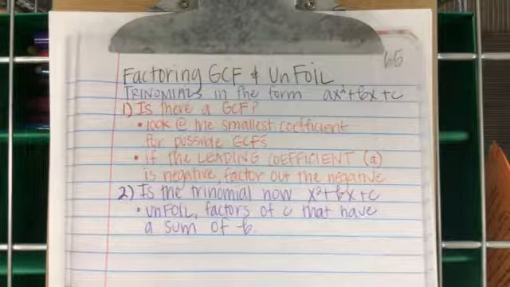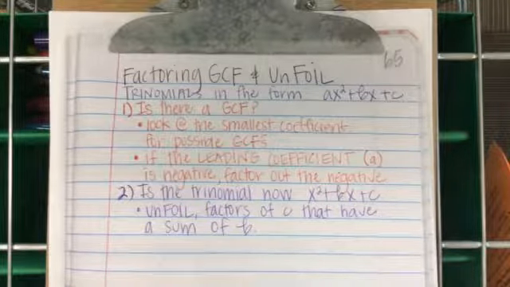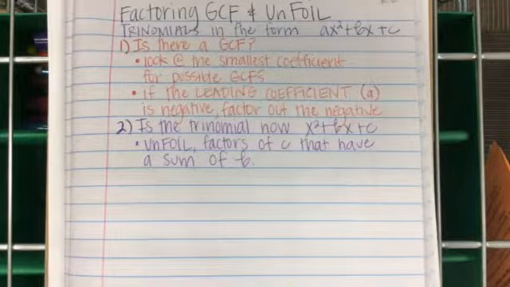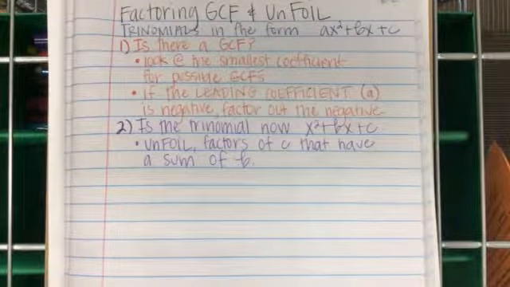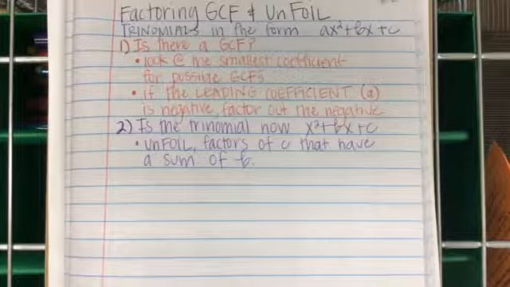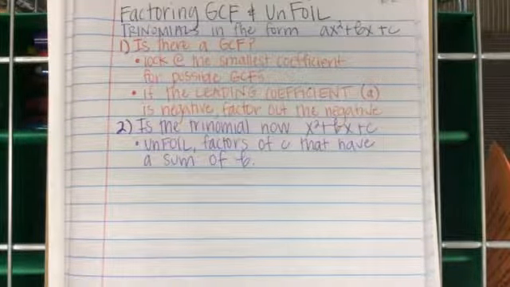If the leading coefficient, the a value, whatever touches the x squared, is negative, you're going to have to factor out a negative as part of your GCF. After you take out the GCF, now you look, is the trinomial now in x squared plus bx plus c form? Did that leading coefficient disappear? Now it's just a 1. If it is, now we can unfoil it, meaning factors of c that have a sum of b. Let's practice.